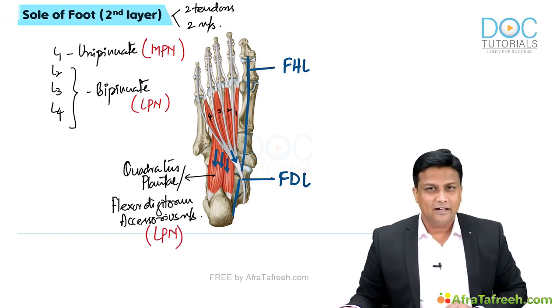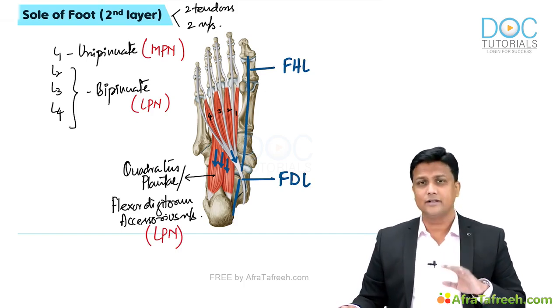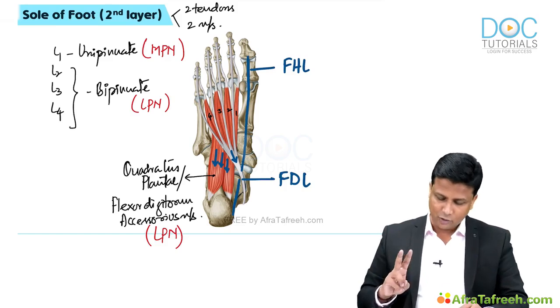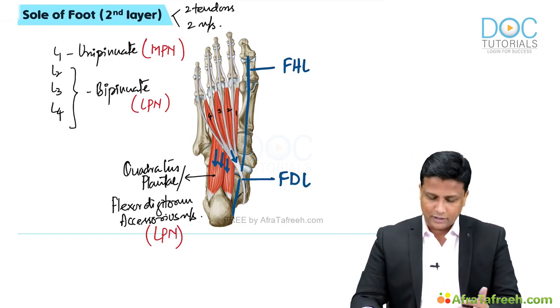Perfectly done. So in the second layer, we have 2 tendons and 2 muscles. I told you that the 2 tendons are coming from the leg region only, and the 2 muscles present here are taken care of by the lateral plantar and medial plantar nerves, and I told you the entire detail about that.